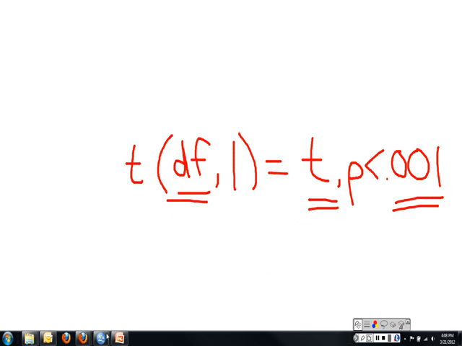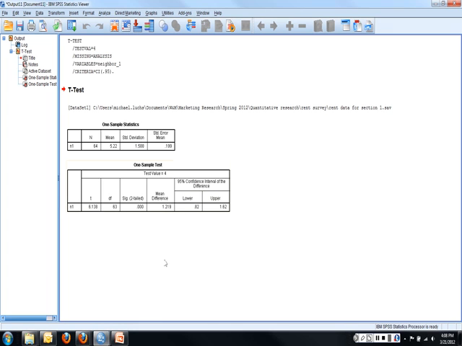Alright, so what we can do is go back to the table and find out what values to put in here and here, and we already knew what we were going to put in this one. Alright, so this is the value that we would put under the t. This is our degrees of freedom, and we already had in there our significance.